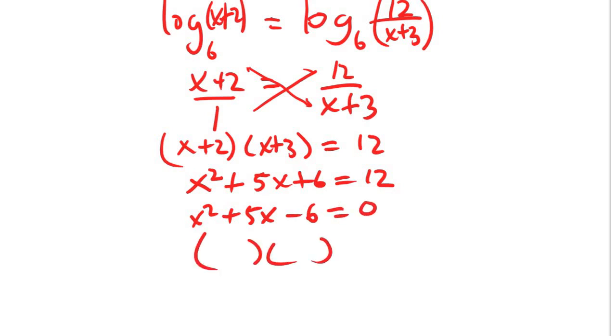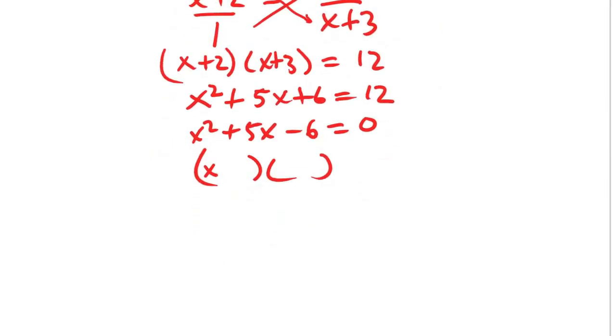Now you can factor this to be x... Help me, I don't know. I'm lost. No, I want to get negative 6. Minus 2, and I want 5. That will not work. This is a negative 6. That will be a negative 5. Negative 1 and 6. Thank you, Kevin. So now I can set this to 0: x equals 1, or x equals negative 6.